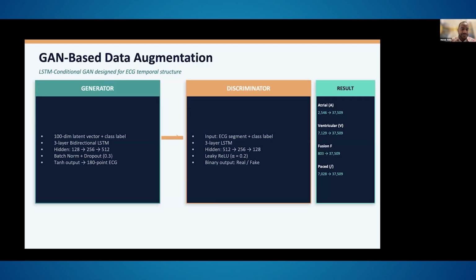We have used a 100 dimensional latent vector and class label. We used a bidirectional LSTM to create those data sets. We have applied three hidden layers, which also use batch normalization, as well as dropout to make sure that 30% of neurons are not active. And we have applied a tanh output, and it generates fake data of the same 100 points, similar to what we have in the data set itself.